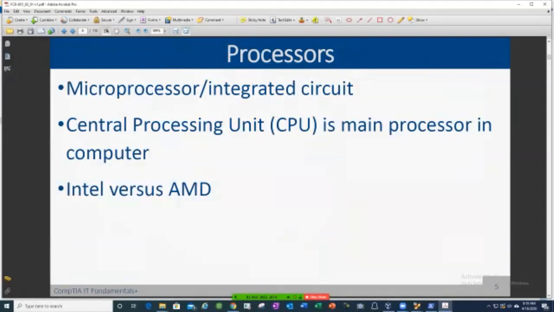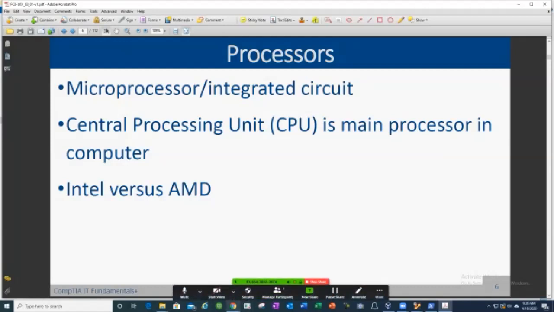All right. Again, we talked about the processors and how they are kind of like the brain of the computer, extremely important. A processor is an integrated circuit, the central processing unit. It's the main processor in a computer. Intel versus AMD: these are the two main ones. So Intel is the main one.